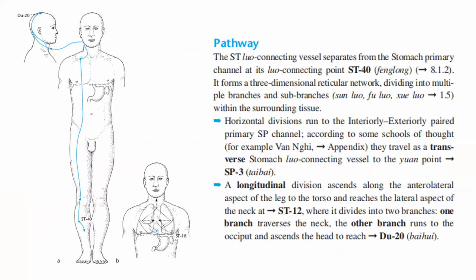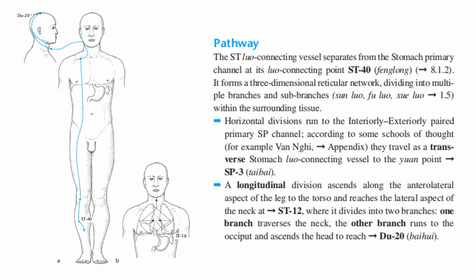Pathway: the stomach Luo connecting vessel separates from the stomach primary channel at its Luo connecting point, Stomach 40. It forms a three-dimensional reticular network, dividing into multiple branches and sub-branches within the surrounding tissue. Horizontal divisions run to the interiorly-exteriorly paired primary spleen channel. According to some schools of thought, for example Bani, they travel as a transverse stomach loop connecting vessel to the Yuan point, Spleen 3.